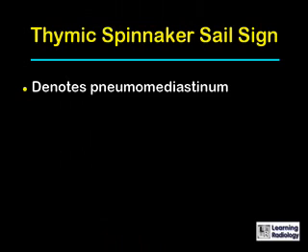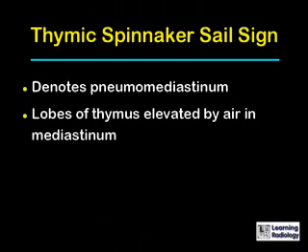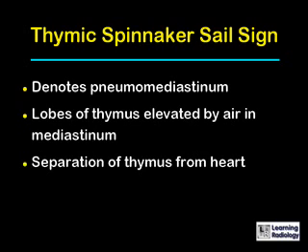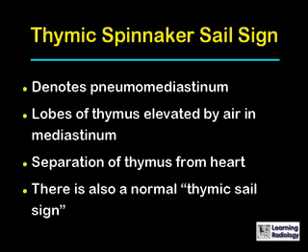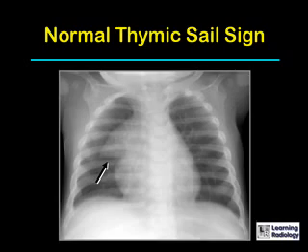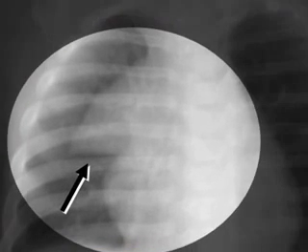The thymic Spinnaker sail sign denotes the presence of a pneumomediastinum. The lobes of the thymus are elevated by air in the mediastinum and are separated from the heart by that air. There is also a normal thymic sail sign, which can be confusing. This is the normal thymic sail sign. The black arrow is pointing to the thymus, which is resting on the minor fissure. Because the thymus is so soft, the minor fissure produces an impression on the thymus gland, which you see here. Notice that the thymus gland is not separated from the heart, as it is in the Spinnaker sail sign of a pneumomediastinum.